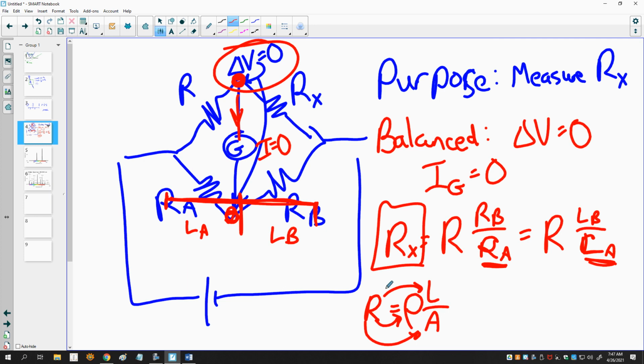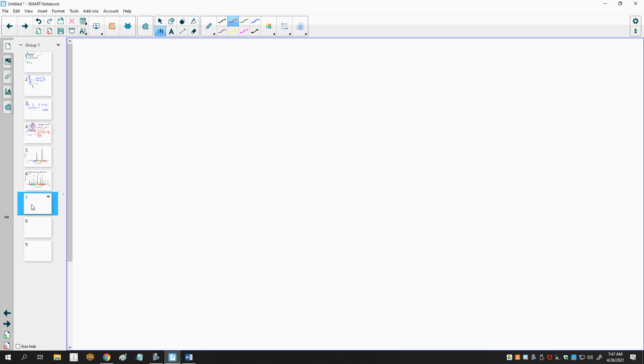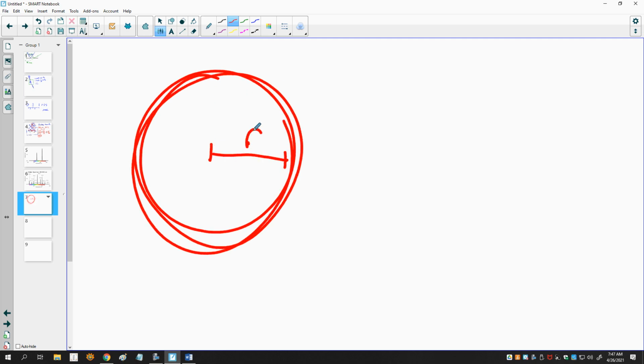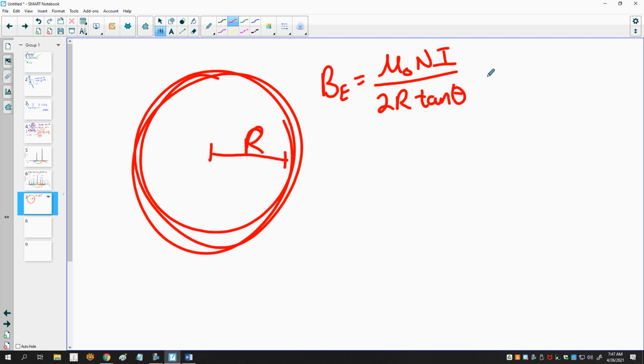Let's look at tangent galvanometer. Tangent galvanometer, remember, was a coil of wire. It had a certain radius, we call this capital R, excuse me, and you used it to measure the magnetic field of the Earth. We found that the magnetic field of the Earth is equal to mu naught N i over 2R tan of theta, and theta is your deflected angle.